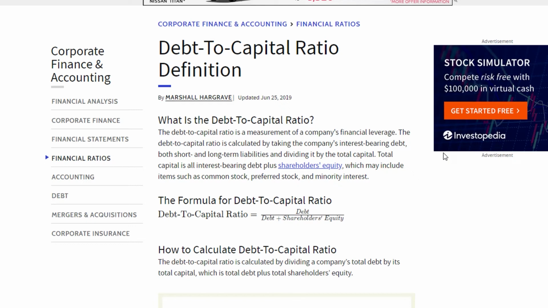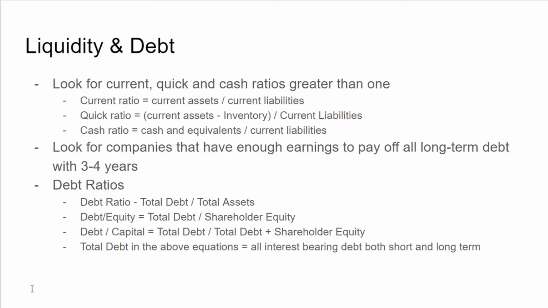So you want to look at these three ratios, and like I said, you really want to compare them to the industry and understand how much debt the company's taking on, and really get an understanding of how leveraged their balance sheet is using these ratios. So as noted, total debt in the above equation is all interest-bearing debt, both short-term and long-term. So for the purpose of those debt calculations, we only use interest-bearing debt.